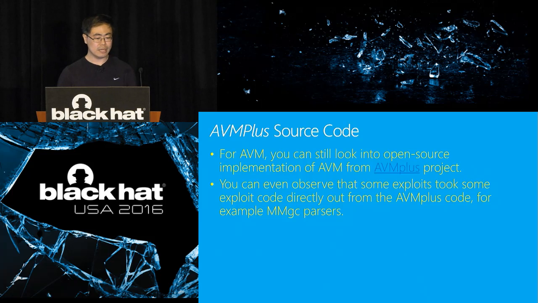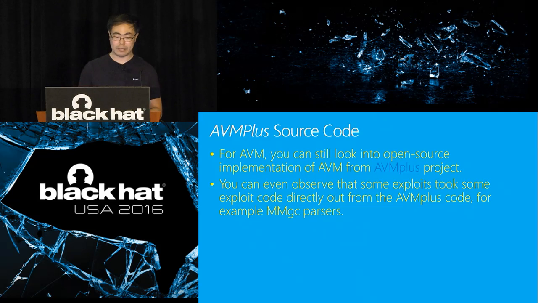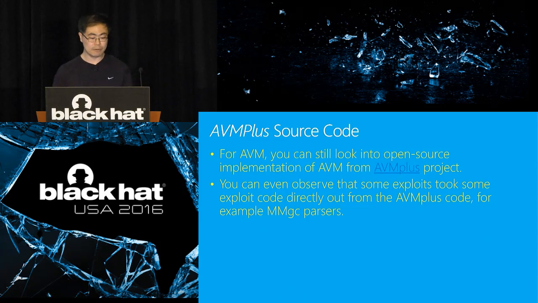And the other very helpful resource is the ABM Plus source code. It's on GitHub. Adobe kindly shared their AVM Plus virtual machine source code on GitHub, and it's 2 or 3 years old, but a lot of internal structures are there, and it can be a really good reference when you are reverse engineering exploits.